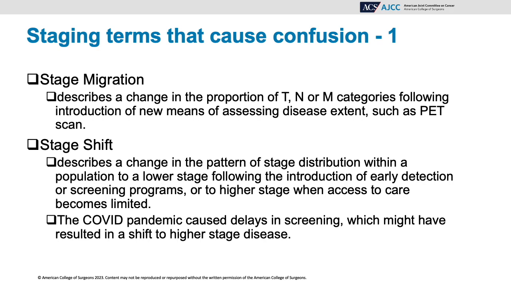Stage shift, on the other hand, describes a change in the pattern of stage distribution within a population following introduction of early detection or screening programs, or to a higher stage when access to care becomes limited. An example of that would be COVID, where when there was delay in screening, we might have expected the result in a shift to a higher stage disease.